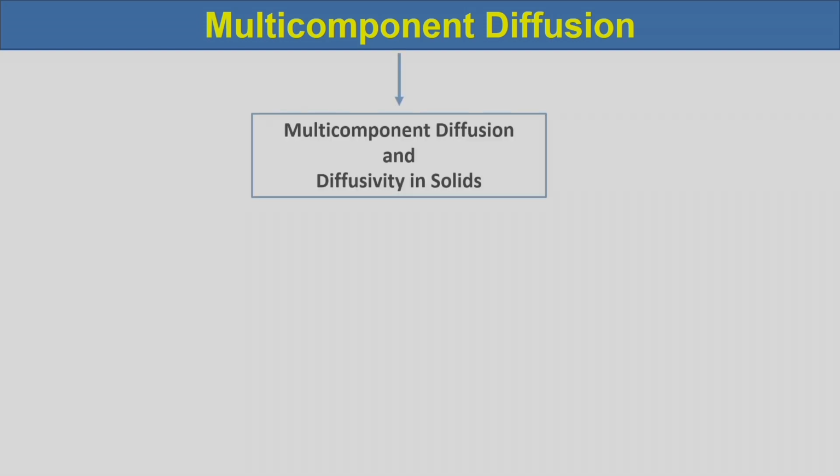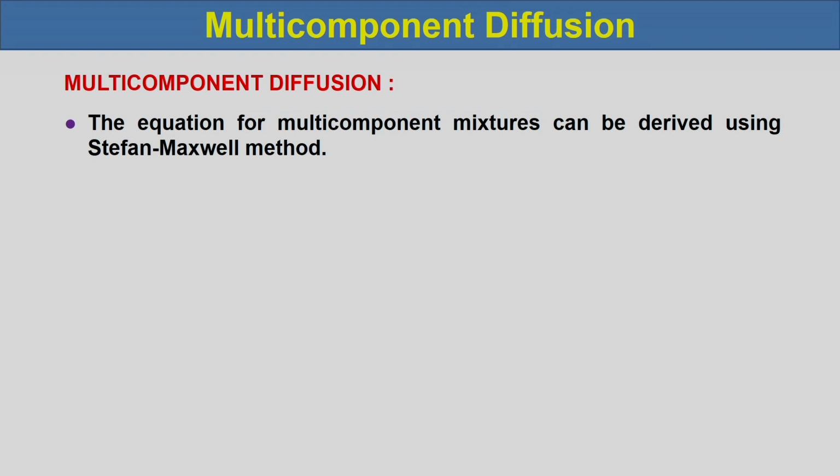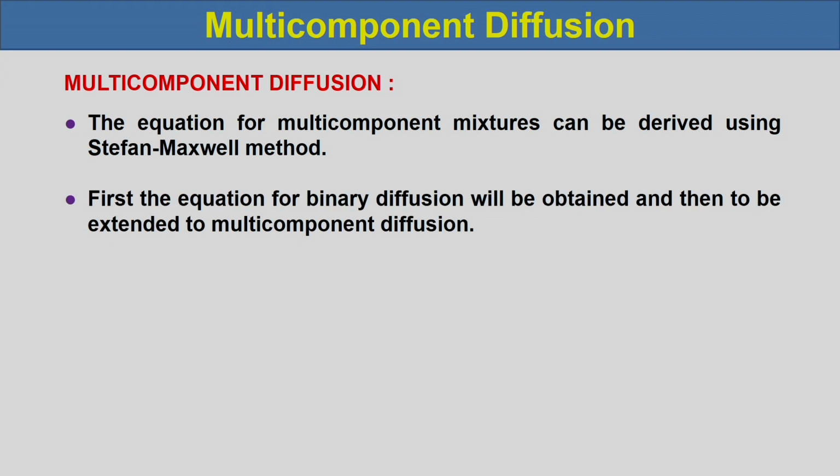In this lecture, we will consider multi-component diffusion and the diffusivity in solids. First we will consider multi-component diffusion, and then diffusivity in solids. For multi-component diffusion, the equation for a multi-component mixture can be derived using the Stefan-Maxwell method. First the equation for binary diffusion will be obtained and then extended to multi-component diffusion.